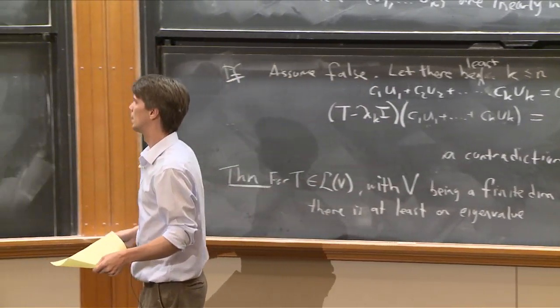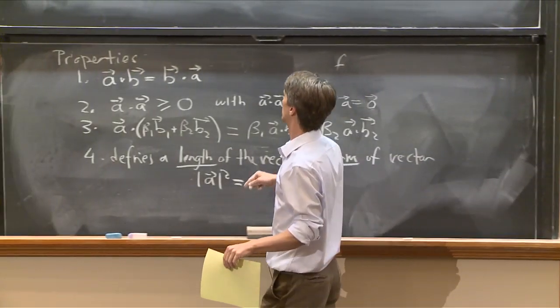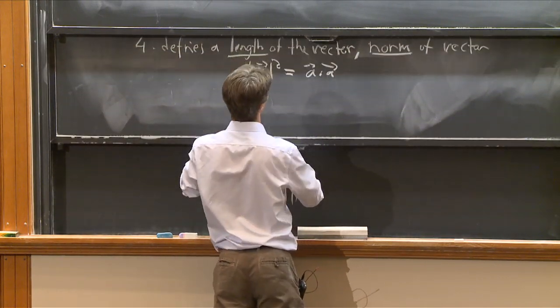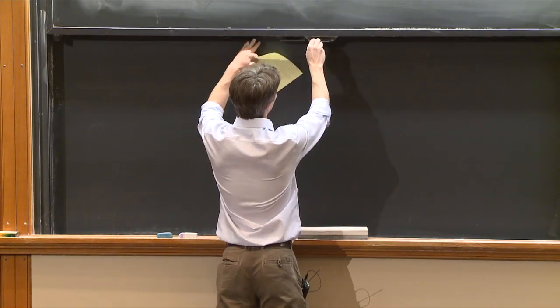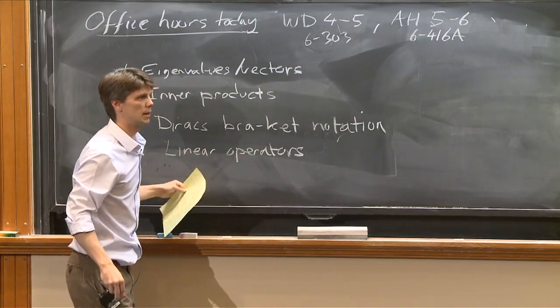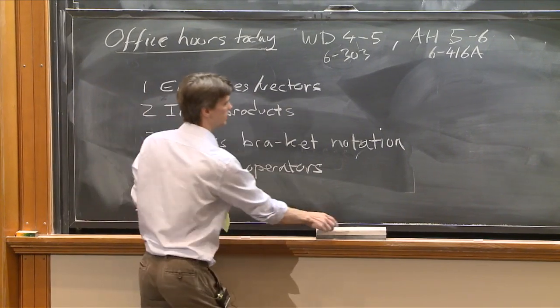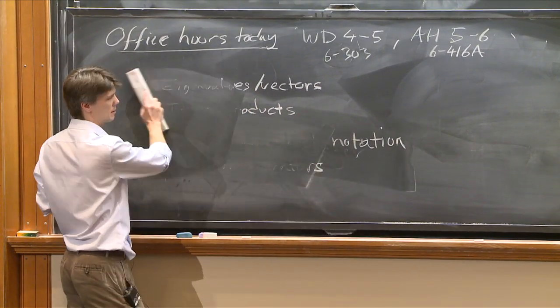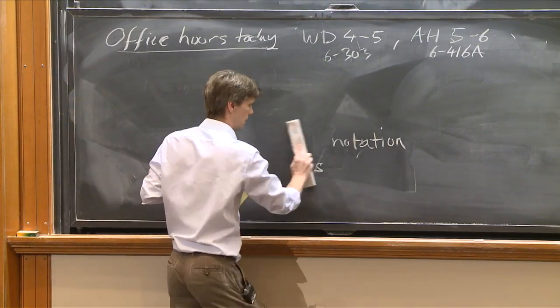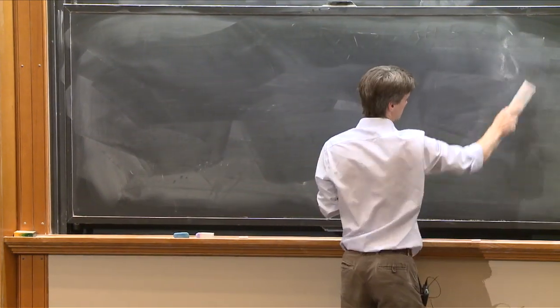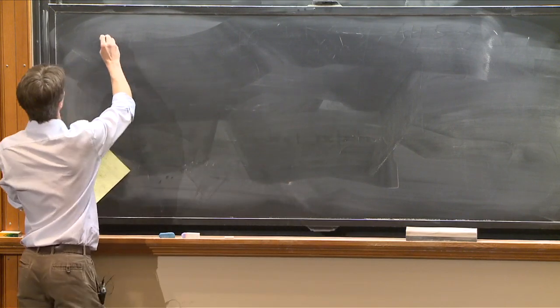If I wrote down something where instead of just a1 b1 plus a2 b2, etc., I wrote down some positive number times a1 b1 plus some other positive number times a2 b2, etc., that would also satisfy all of these properties up here. So it's not unique.